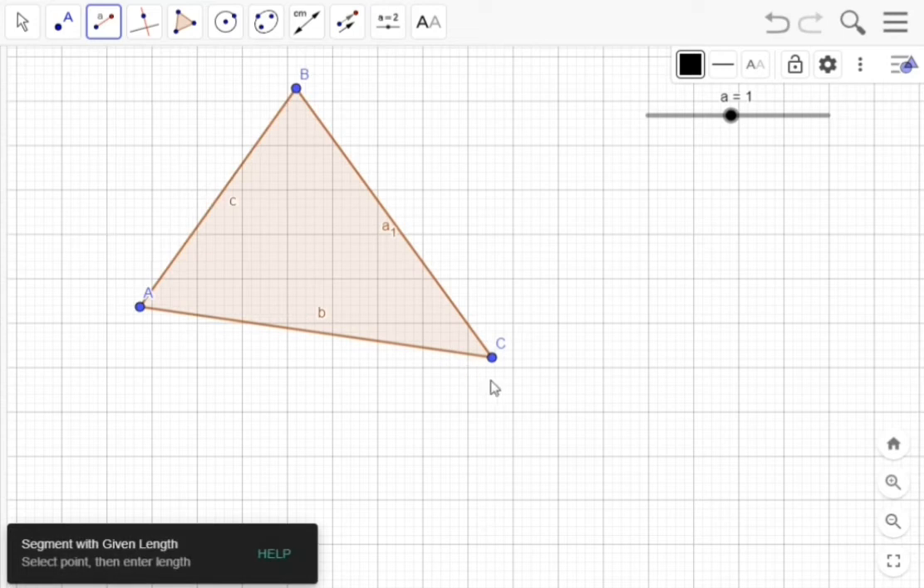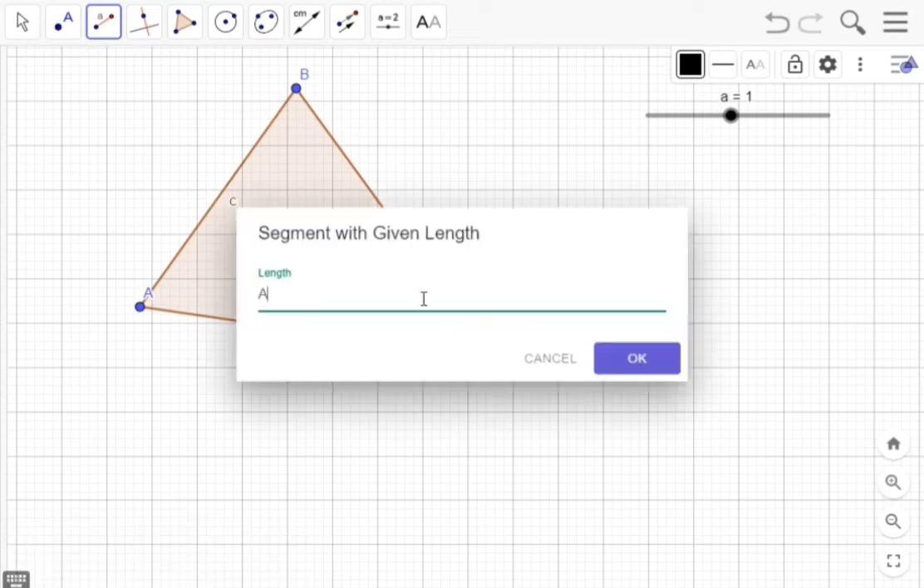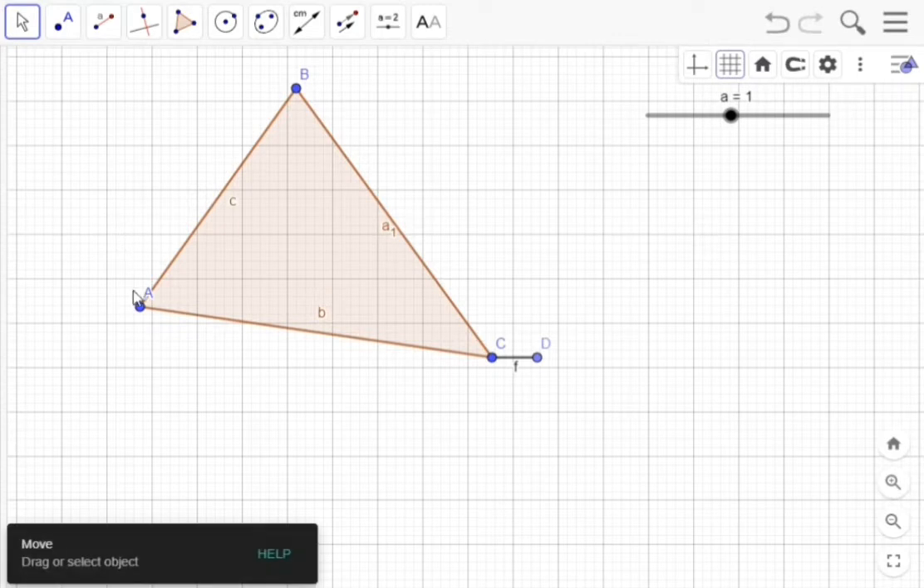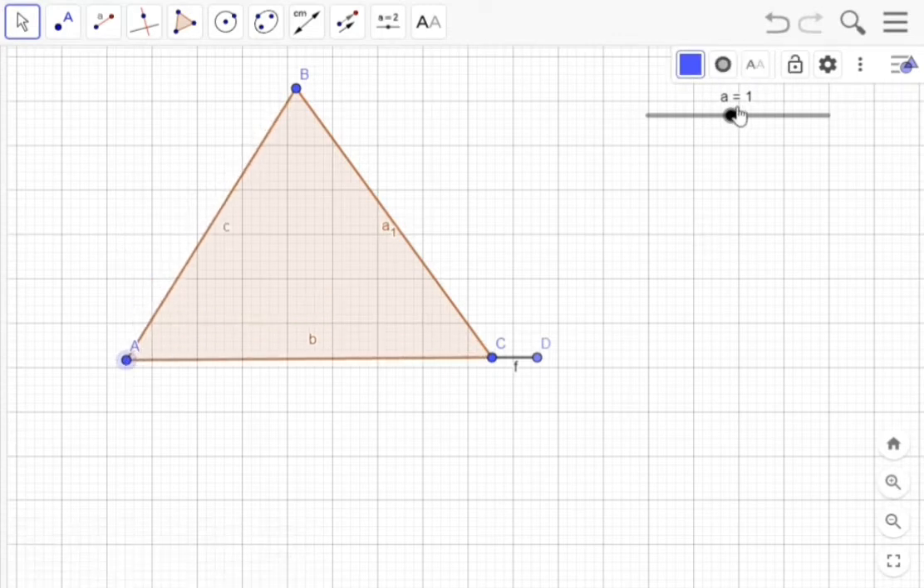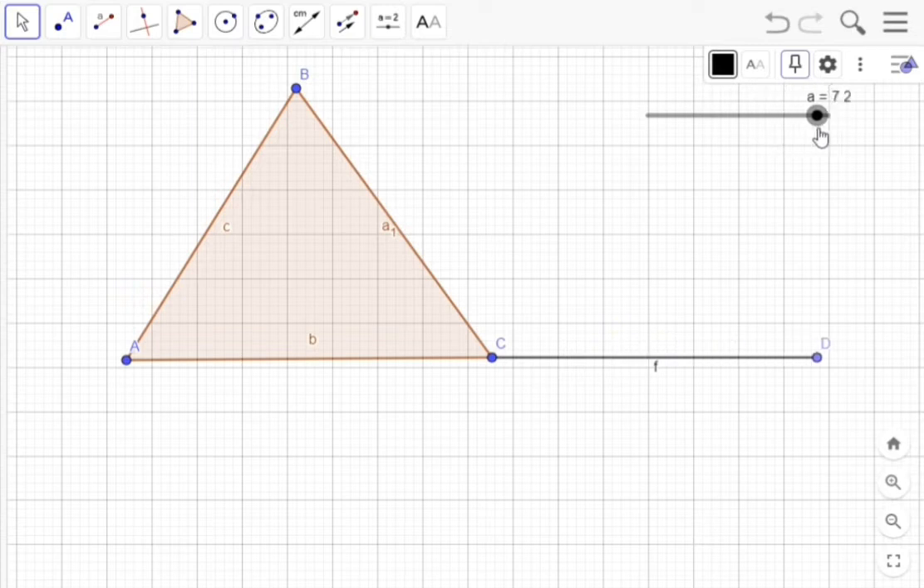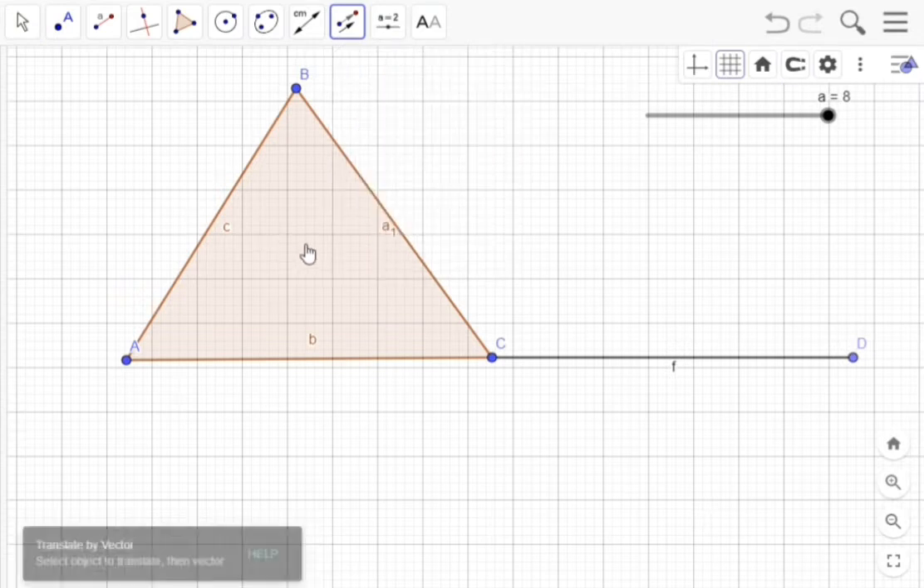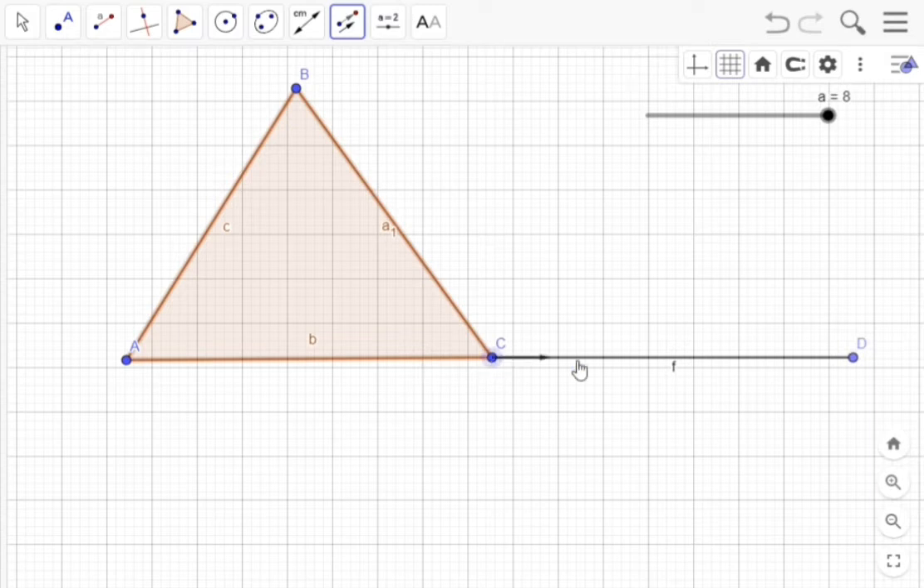Go to the tool, segment with given length, and click on point C and name the length A. As we name the slider A, we should also name the length A. Here you observe when we move the slider, CD is also moving along with it. Now go to the tool, translate by vector, and click on triangle ABC and the line on C and D.